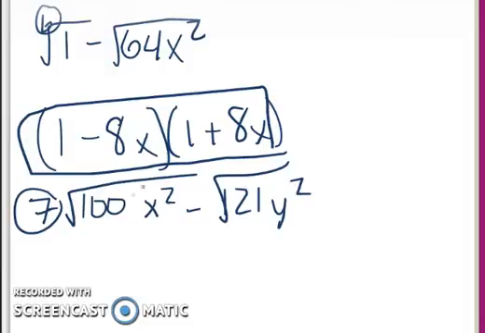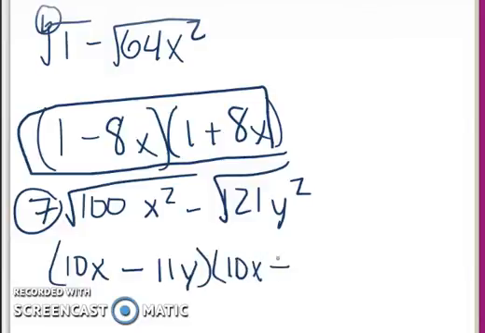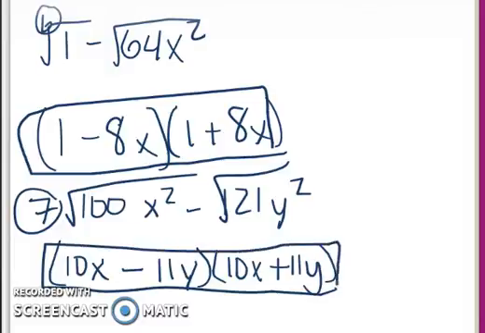And we have to have square root numbers. So square root of 100 is 10. That's going to become x. Square root of 121 is 11. And that's going to be y. Do it with a negative. Do it again with a positive. Okay. There we go. 7. Done. Where we go? We have to go all the way up to 27. So we got 20 more problems.